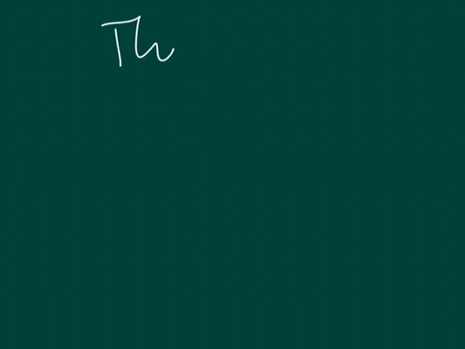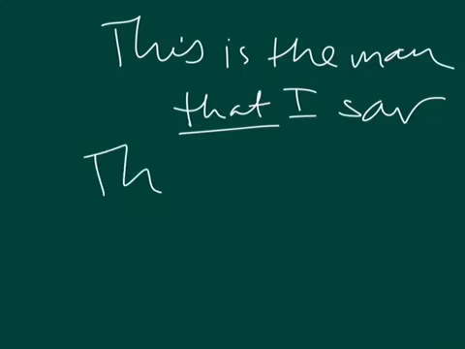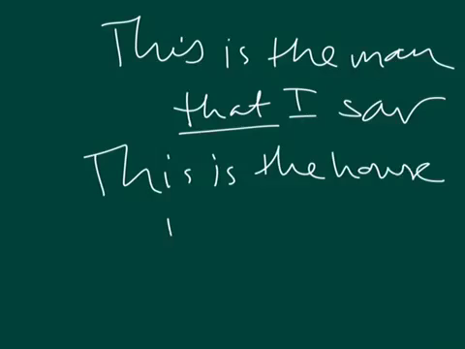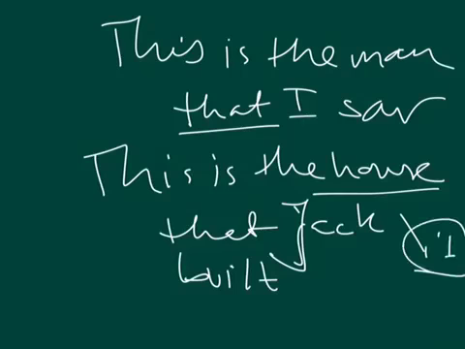Then we have, this is the man that I saw. This is the man that I saw. So, for example, that I saw would also be put into an objective or subjective way. Or, this is the house that Jack built. And therefore it refers to the house, which is a dead thing, and that's why it's written like that.